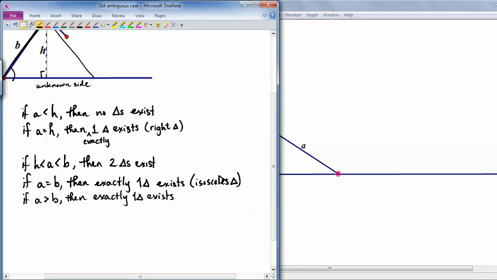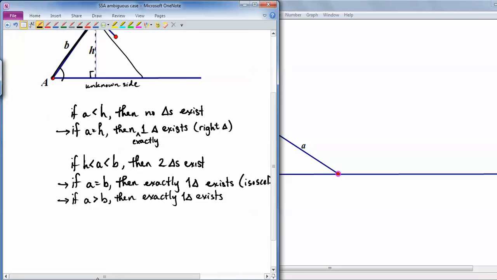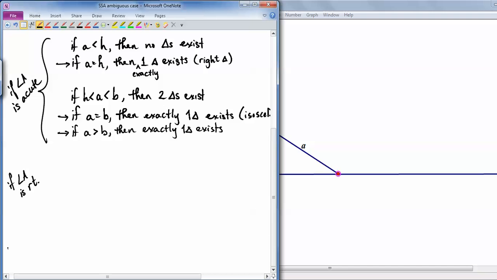And if you wanted to, you could basically combine these three cases. If A equals H or is greater than or equal to B, then one triangle exists. Okay, now this is a special case. This is the case if angle A is acute. So let's look at what happens if angle A is right and if angle A is obtuse.